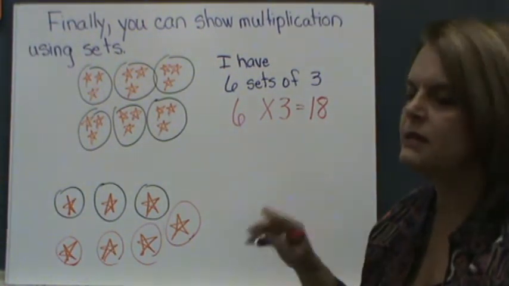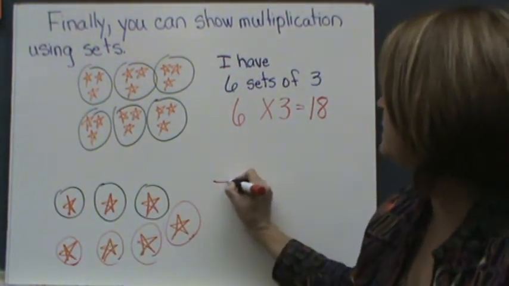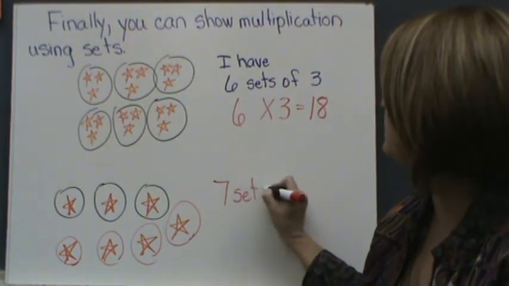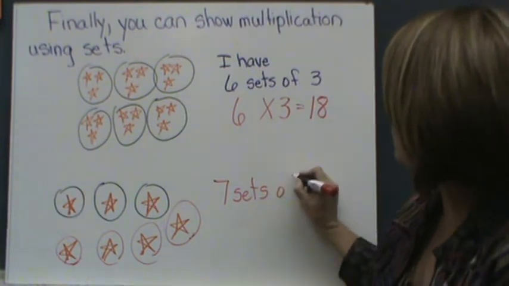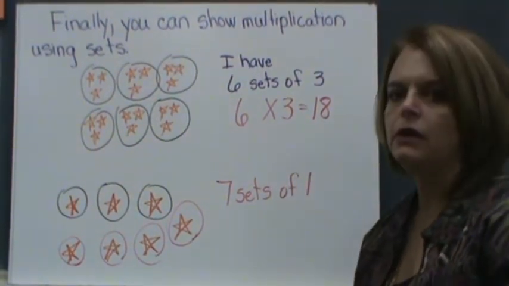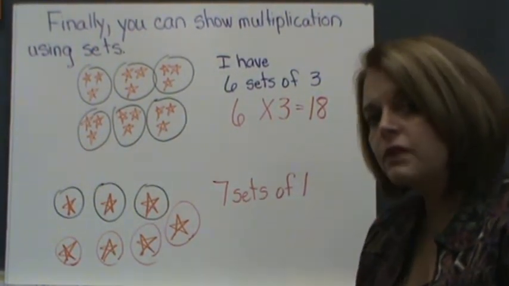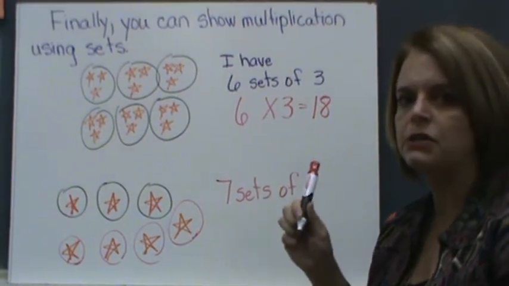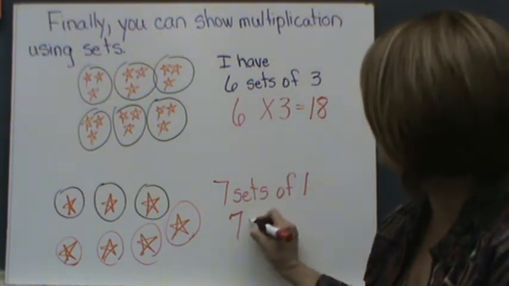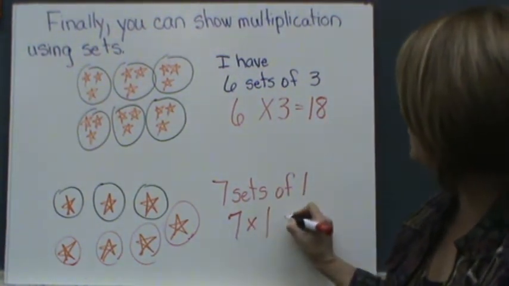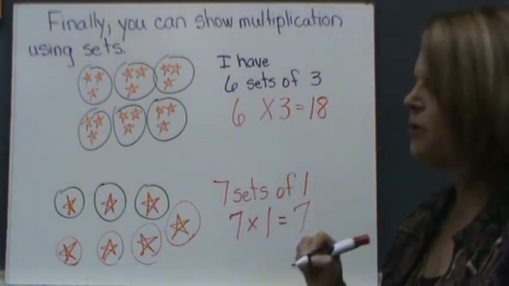Alright, so I need to know how many sets do I have. 1, 2, 3, 4, 5, 6, 7. I have 7 sets or groups. And then how many is in each set? Well, there's only 1. So I have 7 sets of 1. You need to be able to tell me this part too. You need to be able to write it out in words. Then turn these words into a multiplication equation. 7 of tells me to, right, multiply, bring down my other number. These ones are easy. 7 times 1 is 7. My product is 7.